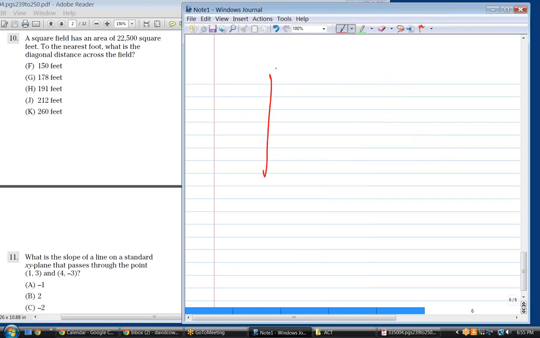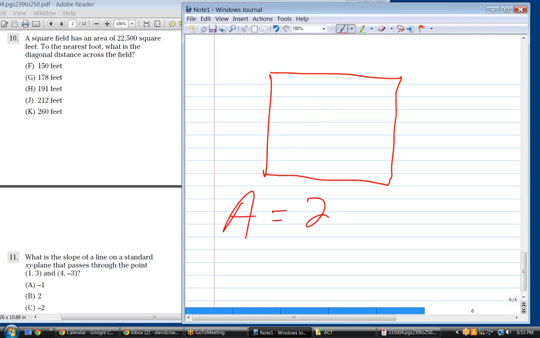So, square field. Oh my goodness. What's the first thing we really want to know before we figure out what that diagonal is? The length and the width? It's a square. Yeah. So, 150?